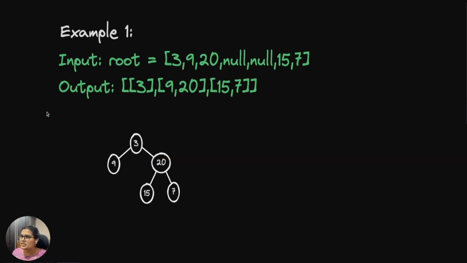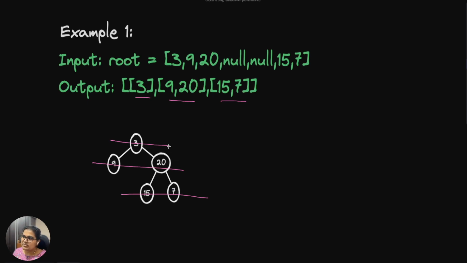In this example, we are given a binary tree which is represented in the graph below. What we are supposed to do is return this level by level. So how is a level defined? Root is one level. Everything under root is another level. Everything below that is another level. So if you see, the output is 3, then 9 and 20, which is the next level, and 15 and 7, which is the next level. It is a list of lists. So we are basically reading level by level and returning it.